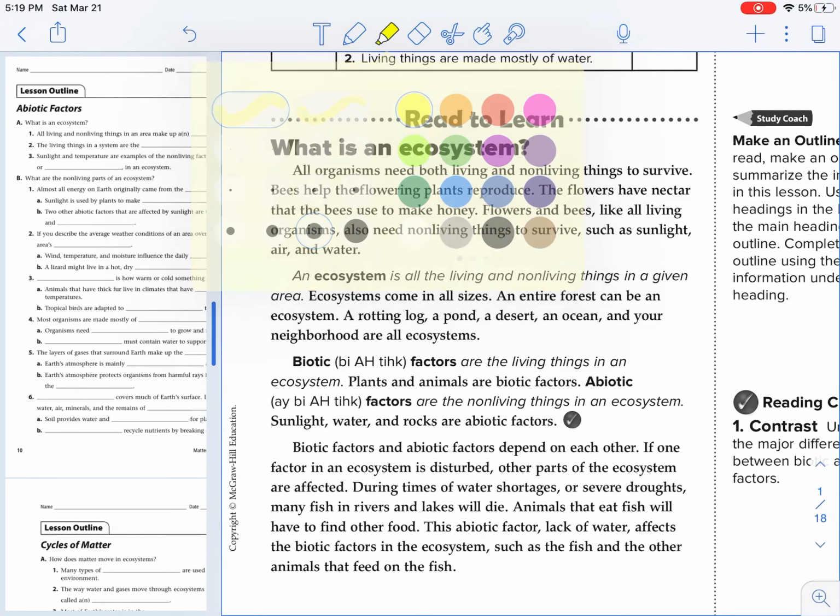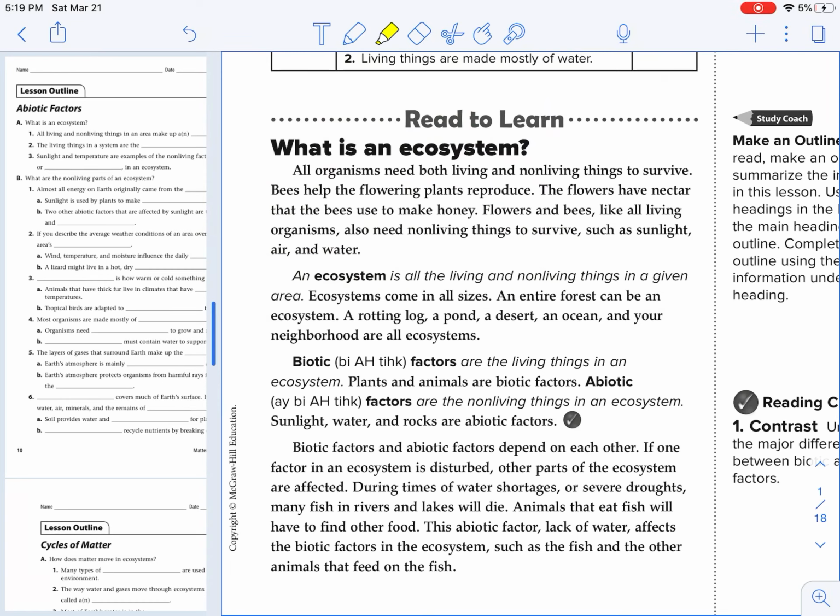I'm going to go ahead and change so I've got a highlighter ready. All organisms need both living and non-living things to survive. So I'm going to go ahead and highlight that. That is a very, very important detail. Bees help the flowering plant reproduce. The flowers have nectar that the bees use to make honey. Flowers and bees, like all living organisms, also need non-living things to survive, such as sunlight, air, and water.